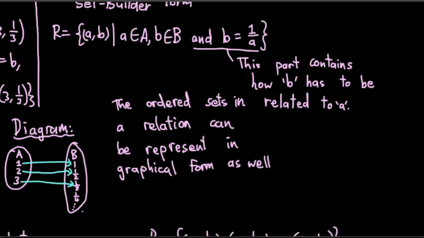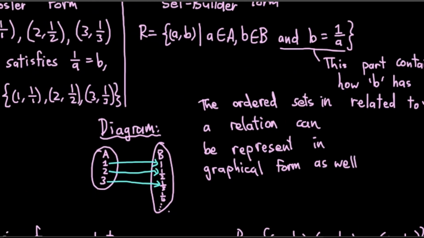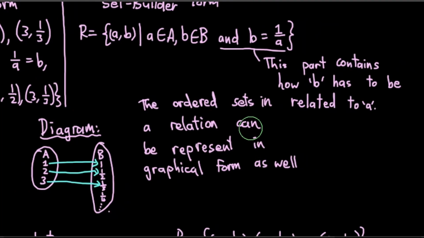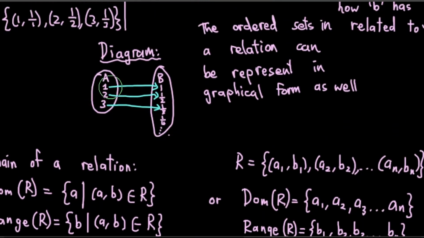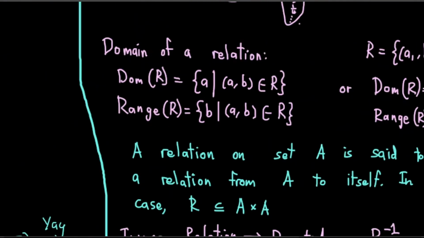The ordered pairs in a relation can obviously be represented in graphical form as well, because I feel that's obvious, because it's a subset of the Cartesian product, right? And if you can represent the Cartesian product on the graph, you can represent the relations as well. Now, this can also be represented diagrammatically. Our example over here specifically, taking the sets A and B, draw one arrow from 1 to 1, 2 to 1 by 2, 3 to 1 by 3, and done. That's the diagrammatic representation, right?